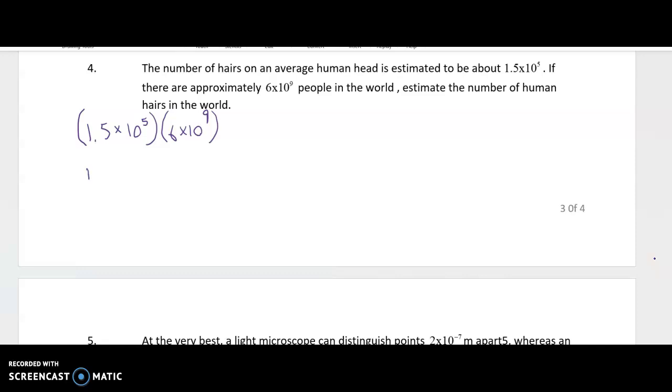We can reorder this, remember, as 1.5 times 6, and then times 10 to the 5th times 10 to the 9th. For my powers of 10, I can add the exponents, right? So we get 10 to the 9 plus 5 is 14. And then I'll use my calculator to help me as I do 1.5 times 6. And I'll end up with the answer of 9 times 10 to the 14th hairs. That's how many human hairs are in the world.